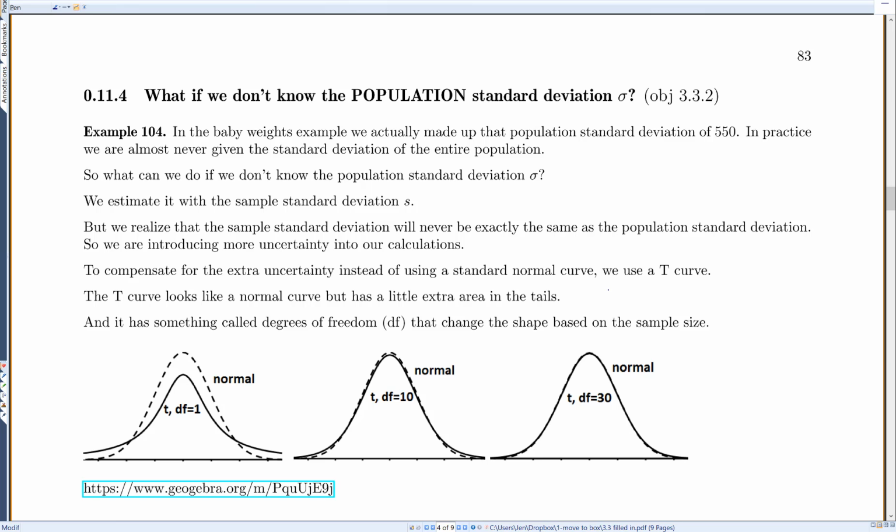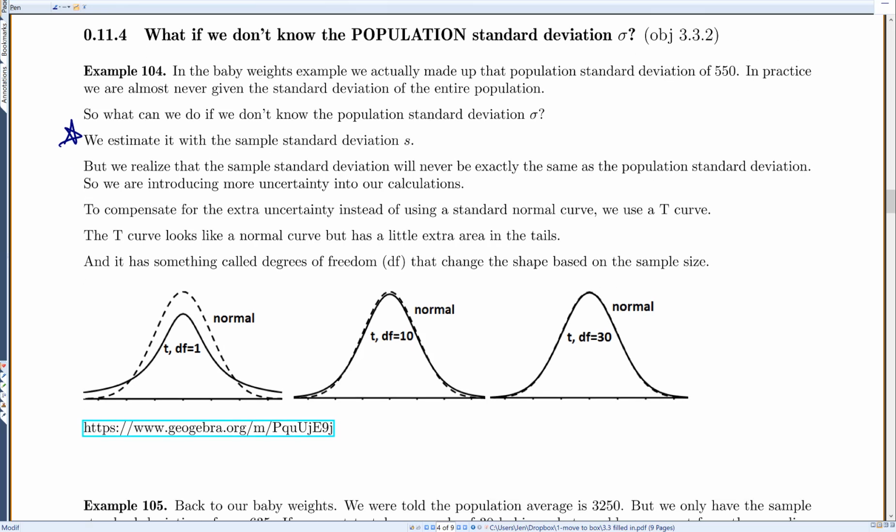So what do we do? If we don't know the population standard deviation sigma, we estimate it with the sample standard deviation s. But we know that the sample standard deviation will never be exactly the same as the population standard deviation, just like our sample means aren't exactly the same as our population means. So we're introducing more uncertainty into our calculations. So to compensate for that extra uncertainty, instead of using a standard normal curve, we use what's called a t-curve. The t-curve looks like a normal curve, but it's a little bit flatter and it has extra area in the tails. And it has something called degrees of freedom, df, that change the shape based on the sample size.